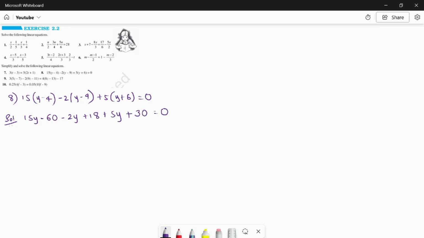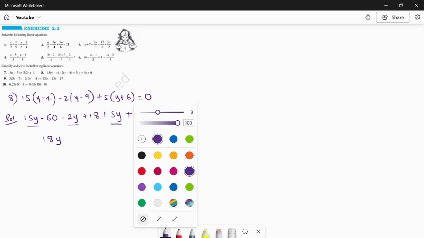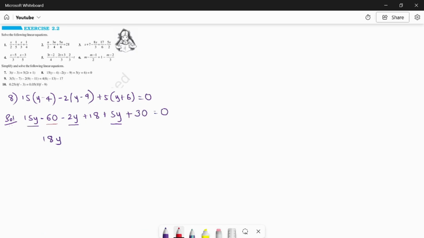Now subtract all the variables. 15y - 2y + 5y is equal to 18y, -60 + 18 + 30 is equal to -12, equal to 0. Now 18y is equal to 12. y is equal to 12/18. y is equal to 2/3.